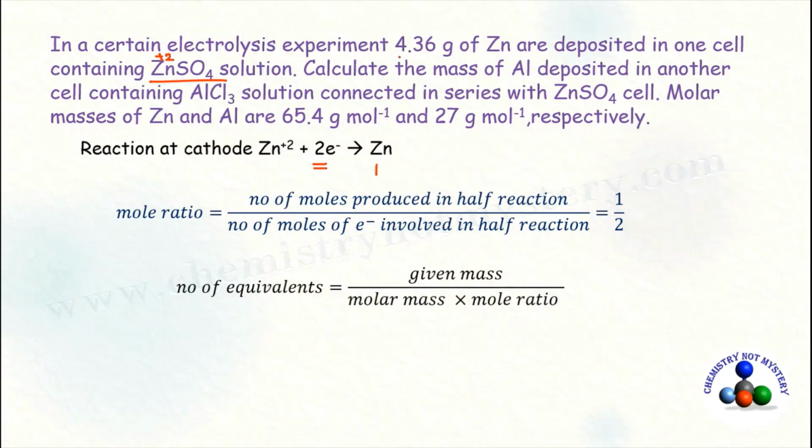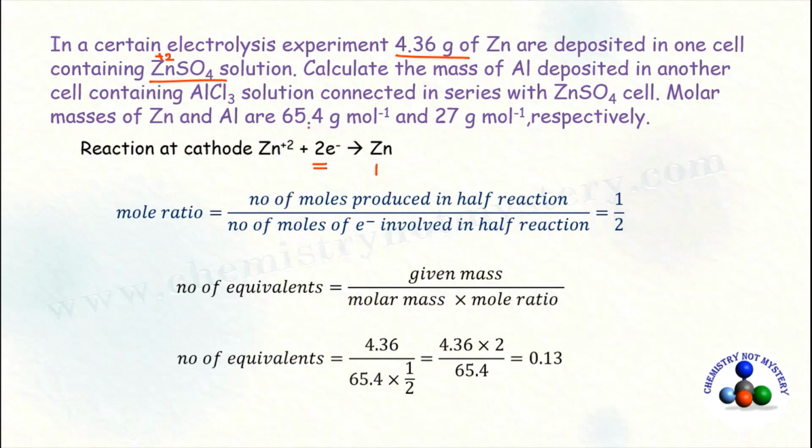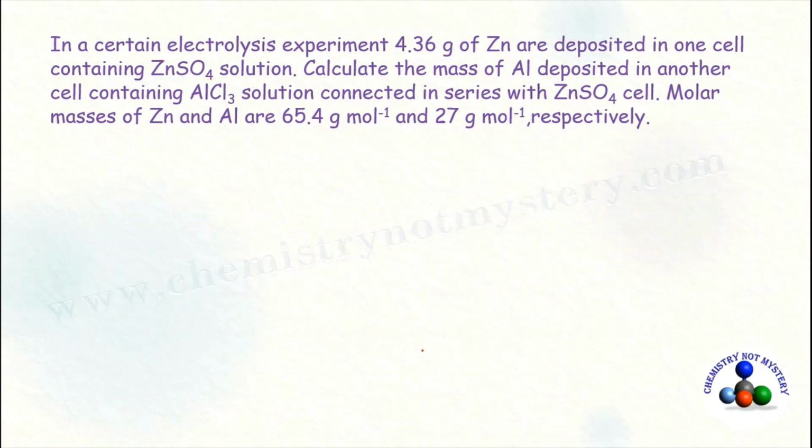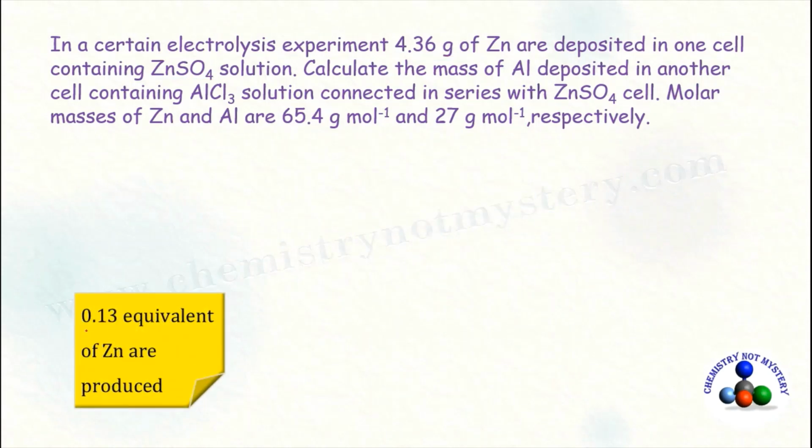Given mass is 4.36 grams. Molar mass of zinc is given 65.4 grams per mole. And mole ratio we just have calculated 1/2. So when you place the values in it and simplify, you will get 4.36 multiplied by 2 divided by 65.4. When you solve it, you will get 0.13 equivalents of zinc. So we just have calculated that 0.13 equivalents of zinc are produced.